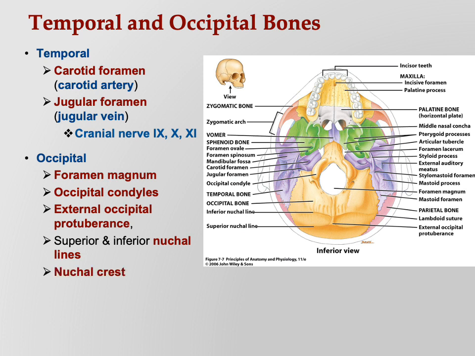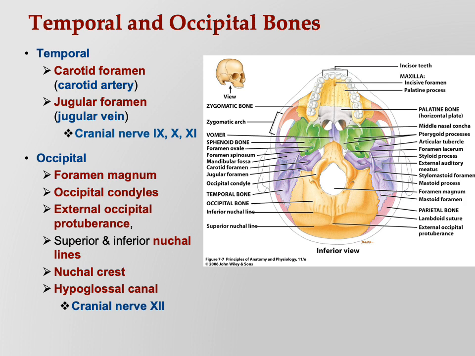The nuchal crest runs from the external occipital protuberance to foramen magnum. So see that ridge? The external occipital protuberance connects to the foramen magnum using the nuchal crest. Now they don't show that on the diagram, but you can see that ridge. Follow it from foramen magnum to the external occipital protuberance. That vertical ridge is the nuchal crest.